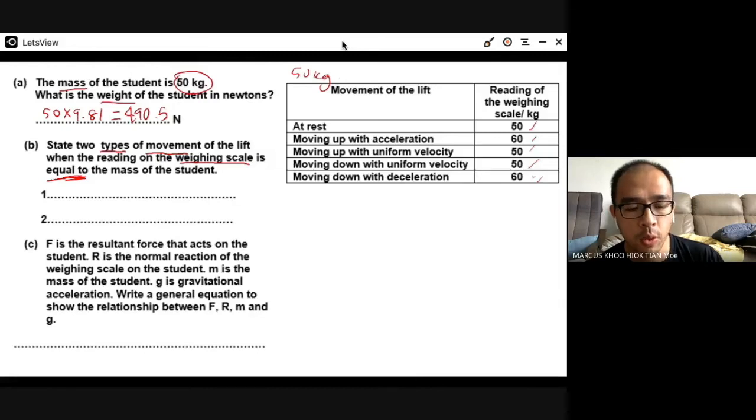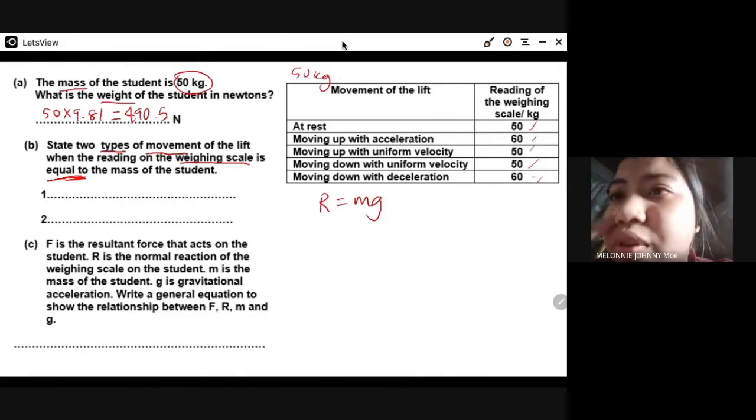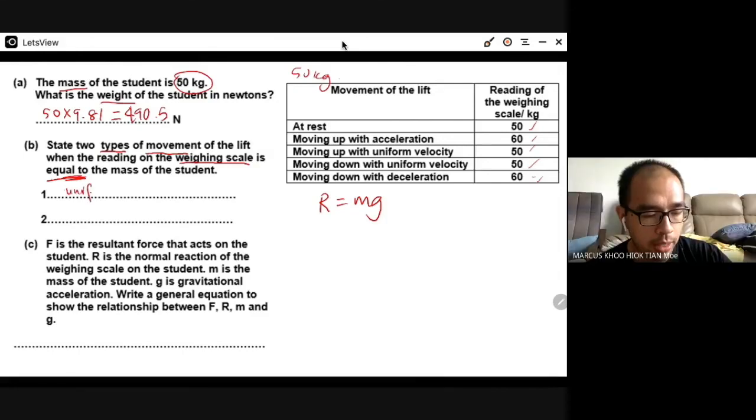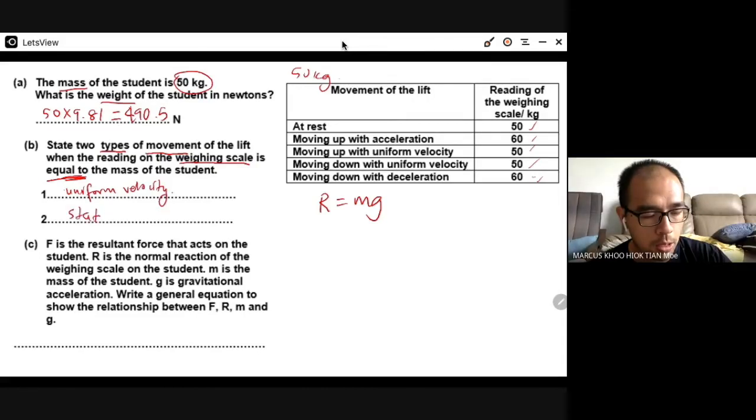You do not need a table to know this. When is R equals to mg? If it is in uniform velocity. Okay, uniform velocity and one more? Stationary. Okay, stationary. Very good.